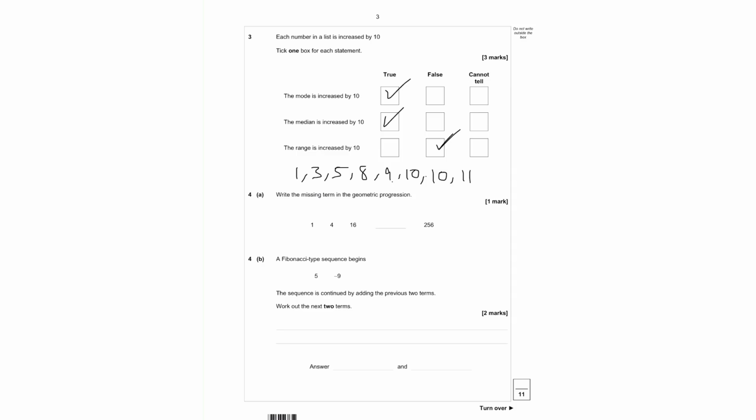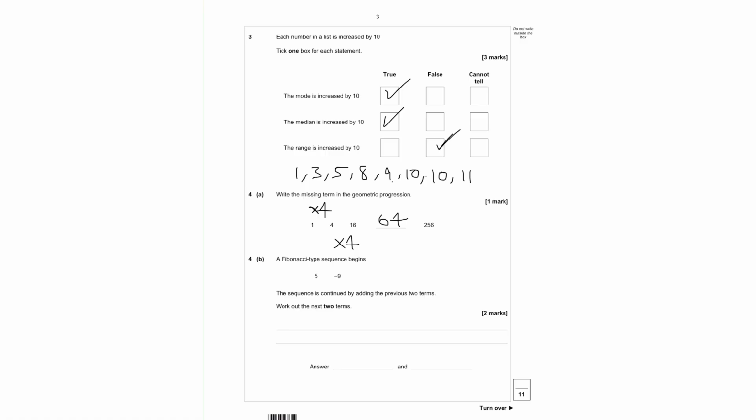Moving on to part 4, and we have to write the missing term in the geometric progression. Just a reminder, in a geometric progression we have a common factor that we multiply successive numbers by. In this case, to go from 1 to 4, we multiply by 4. To go from 4 to 16, again, we multiply by 4. So all we have to do here is multiply 16 by 4 to get the missing value, and 16 times 4 is 64. And just to check, 64 times 4 is 256. So that's how we can check that this still works.